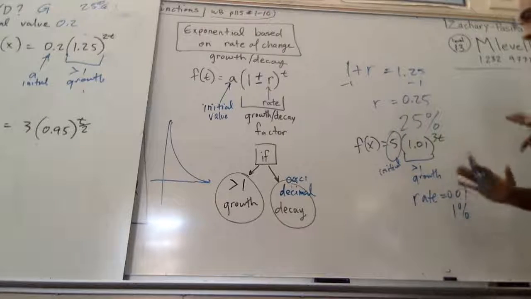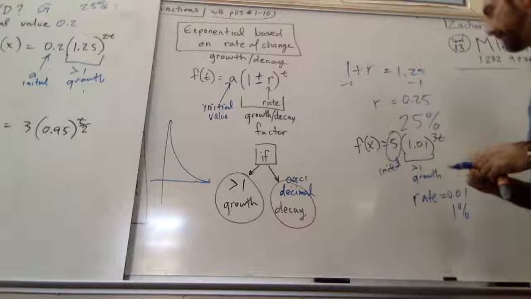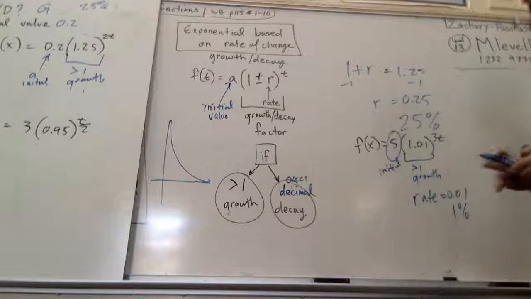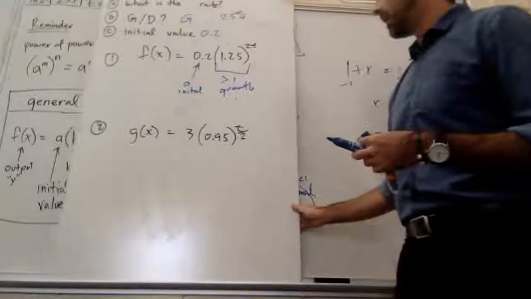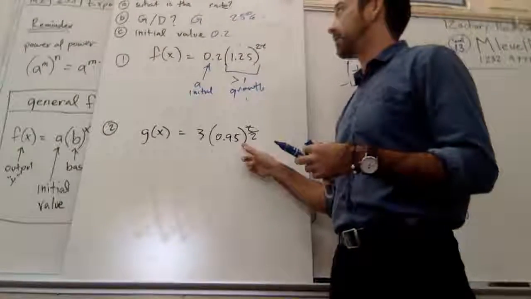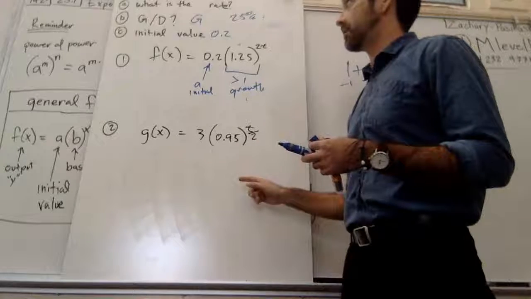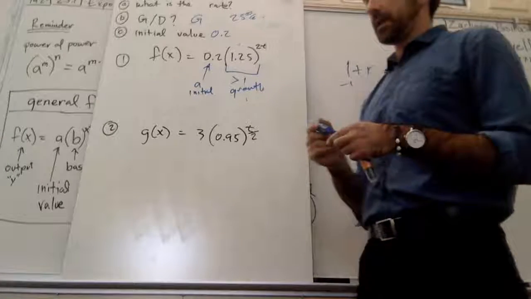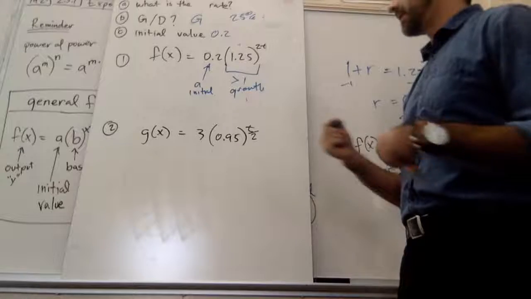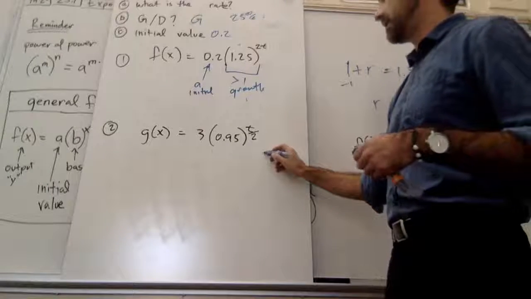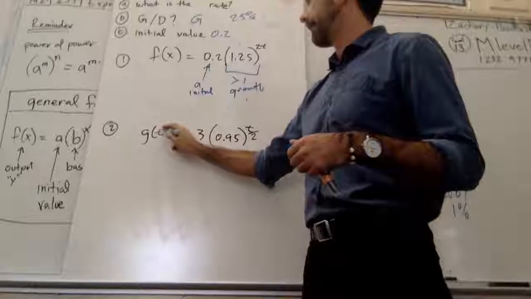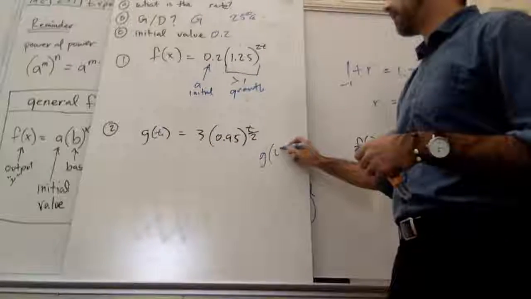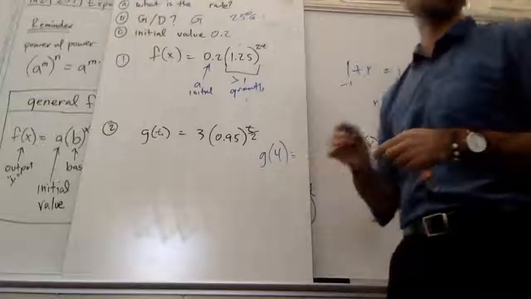So we can do these on a calculator. The programming for it isn't so tricky. Let's just try one more right here. All right, looking at this problem, I want you to find growth or decay, what's the rate, what's the initial value, and then let's practice plugging in g of t. How about g of 4? I want you to then figure out what g of 4 is.